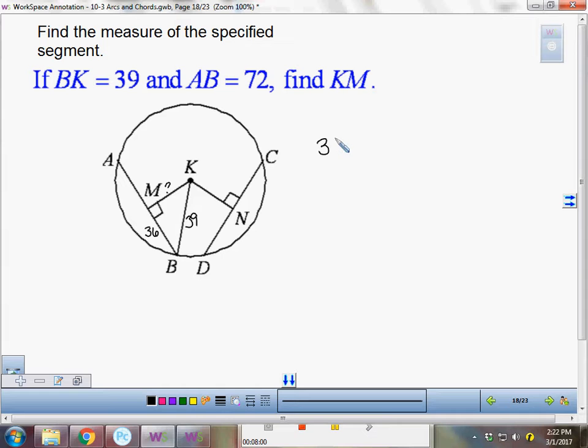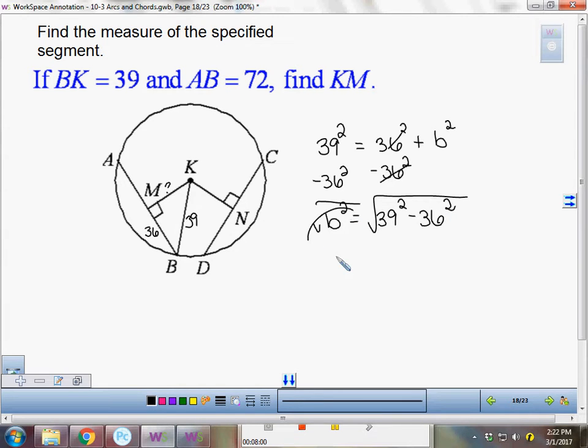So you have hypotenuse squared is equal to my leg squared plus the other leg squared that I don't know. Okay? So all I have to do is subtract the 36 squared. So now I have B squared is equal to 39 squared minus 36 squared, square root, and I know that MK is equal to 15.